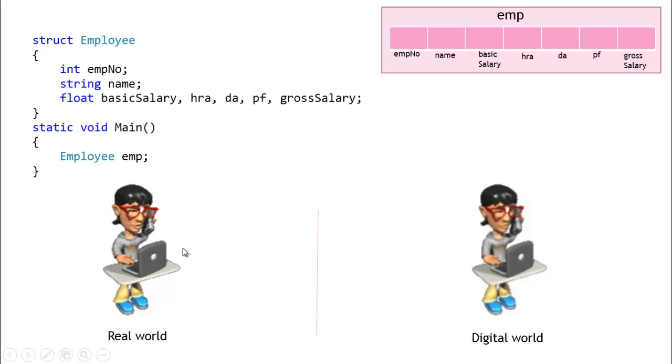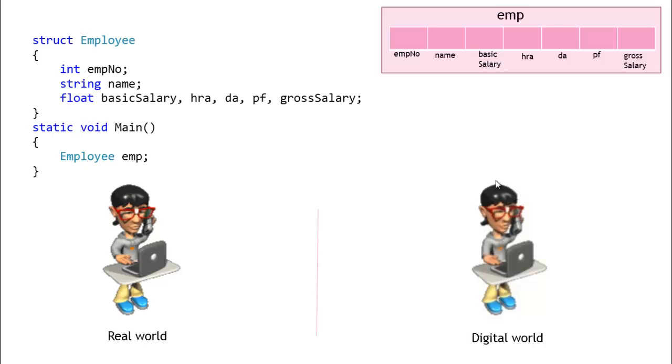But again there is a gap between the real world entity and the digital world entity. That is what? A real world entity also has behavior. You can see in this picture representation that the employee object or employee entity has structure, and it also has behavior, like the employee is working. But in this representation you can see that it is only structure. It doesn't have any behavior.